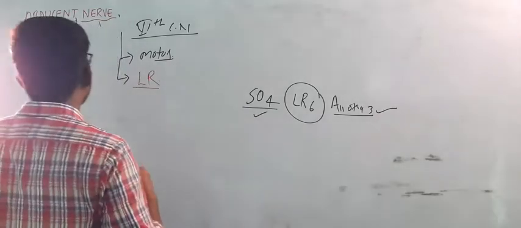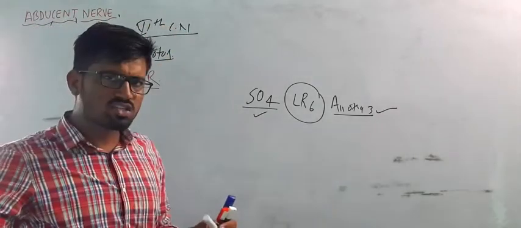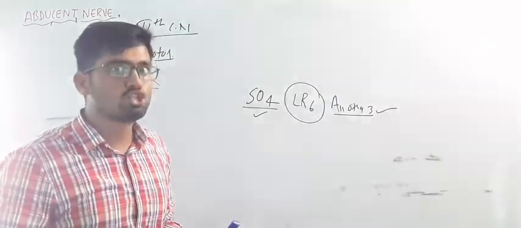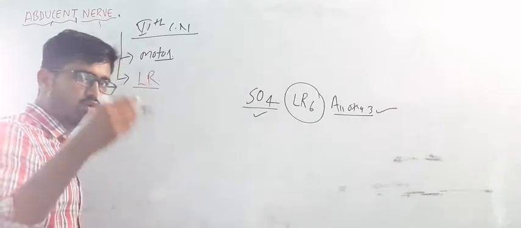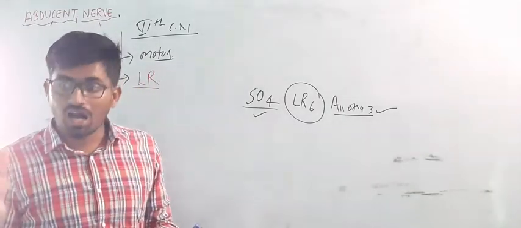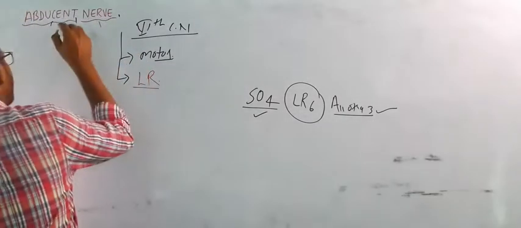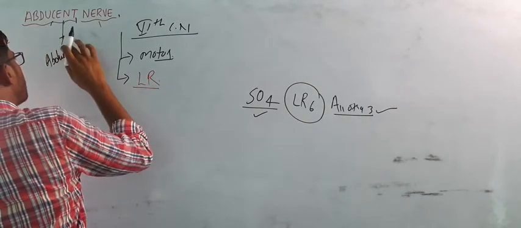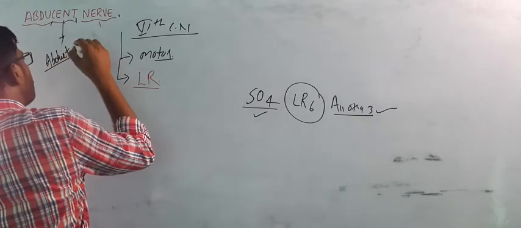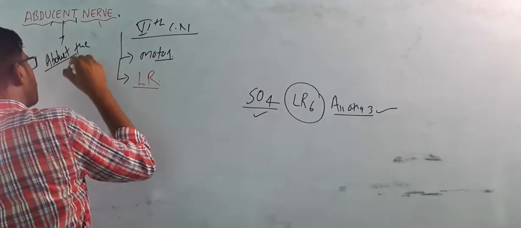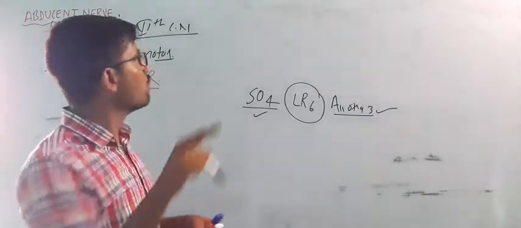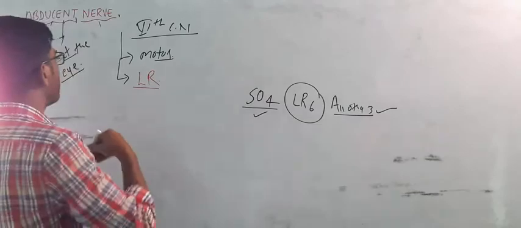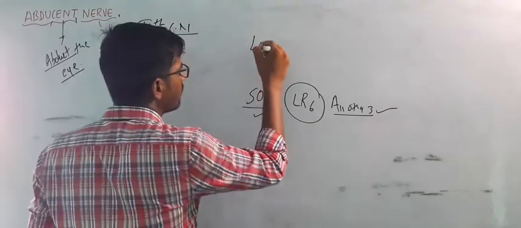And one thing you tell me: why is cranial nerve 6 called abducens? It is so called because, yes, very good, it abducts the eye. Motor 6 supplies the lateral rectus, right? And this is also called what?